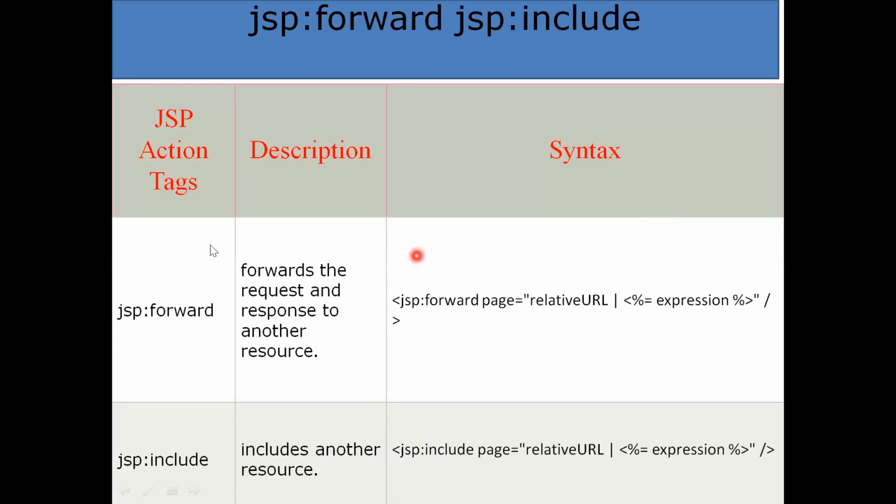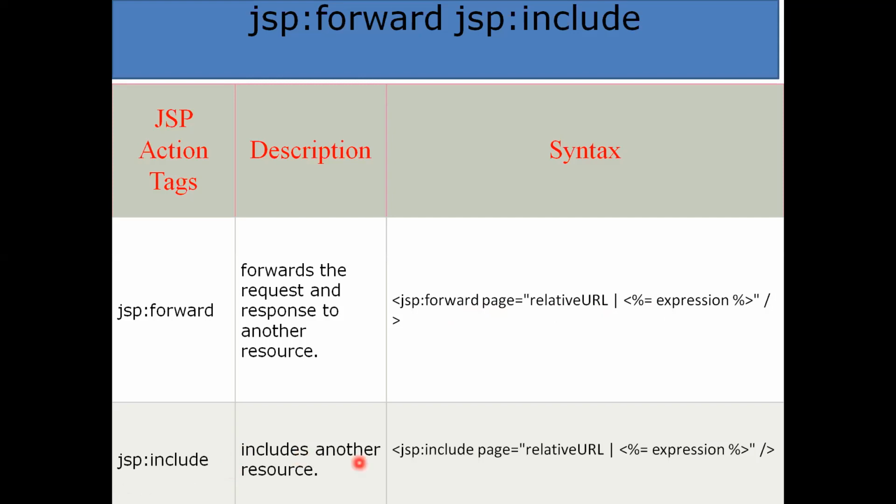The JSP forward action forwards the request and response to another resource. The syntax is jsp:forward page, which takes the relative URL of the page you want to forward to from the existing page, or you can even use an expression along with the JSP forward action tag. Similarly, include includes the resources of another file.